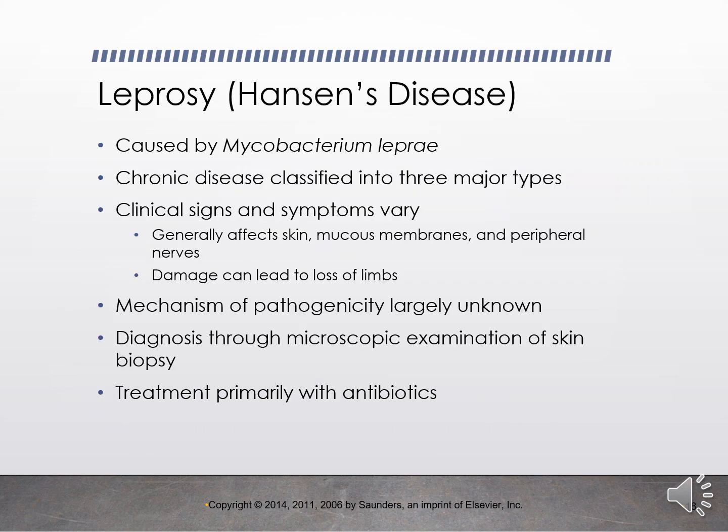Then we have leprosy or Hansen's disease. It's caused by the bacteria Mycobacterium leprae. It's classified into 3 major types. The signs and symptoms vary, but generally the skin, mucous membranes, and peripheral nerves are affected, and skin lesions are formed that can cause a loss of feeling from nerve damage. The damage can lead to the loss of limbs and other extremities, and it's diagnosed by examining a skin biopsy, and it's treated with antibiotics.